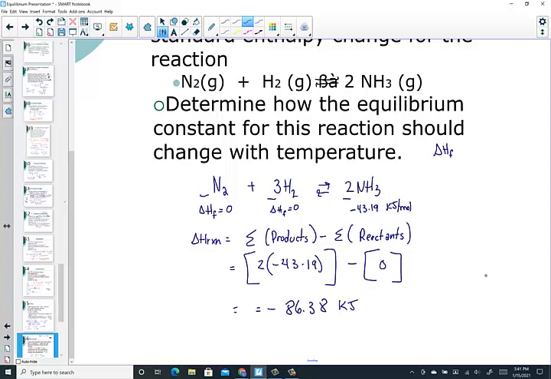So what that's really saying is I can add that right here. The delta H is negative for exothermic, 86.38 kilojoules of heat for this equation, as written. And most importantly, we can see that it's an exothermic value. So determine how the equilibrium constant for this reaction should change with temperature.